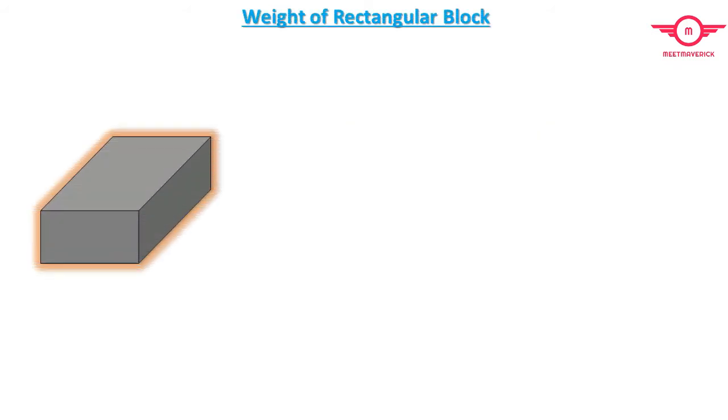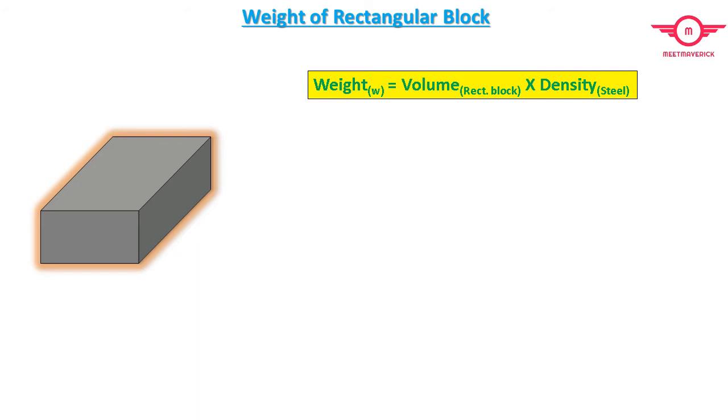Now we will calculate the weight of a rectangular block. It is the same as the previous, but in this case the lengths of all edges are not equal. So the volume of a rectangular block is H into W into L. H stands for height, W stands for width, L is length. So weight is volume into density, so the calculation is height into width into length into density of steel.